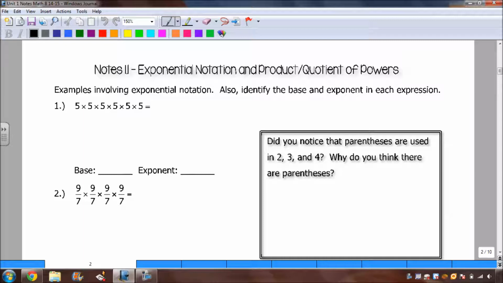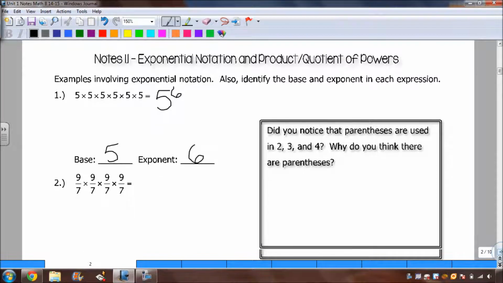We're on page 2 of our notes, by the way. Also, identify the base and exponent in each expression. So number 1 says 5 times 5 times 5 times 5 times 5 times 5, which means you're multiplying 5 by itself 6 times. So that means that it's just 5 raised to the 6th power, okay? The base is the number that is being multiplied by itself repeatedly. So in this example, our base is 5. And the exponent tells us how many times we're multiplying a number by itself. So this right here is going to be 6.